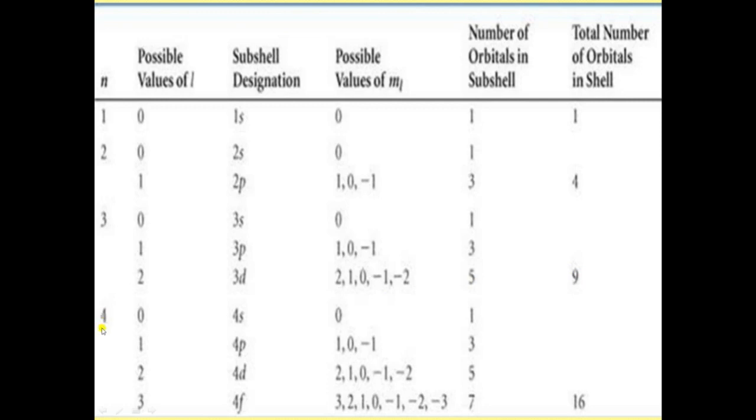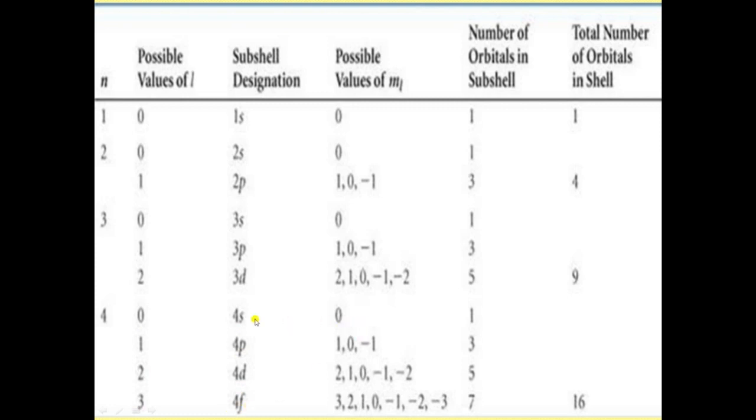When the value of n is equal to 4, that means the fourth shell. Now you have to determine how many subshells and orbitals are present in the fourth shell. So here 0 to n minus 1, so 0 to 4 minus 1, 0 to 3. So 0, 1, 2, 3. For 0 you will write 4s. For 1 you will write 4p. For 2 you will write 4d and for 3, 4f.